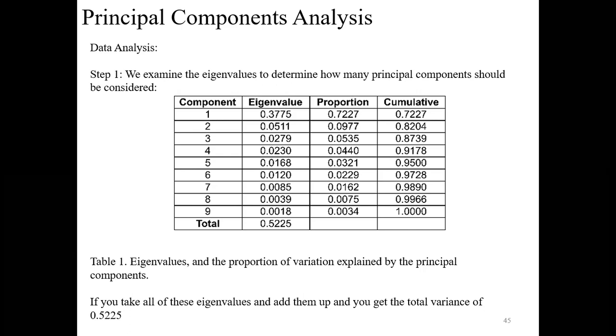So the second component is 10%. Well, 10% sounds like it's probably important. But as soon as you get below that, you're like, well, the third explains 5%, the fourth explains 4%, et cetera, et cetera.